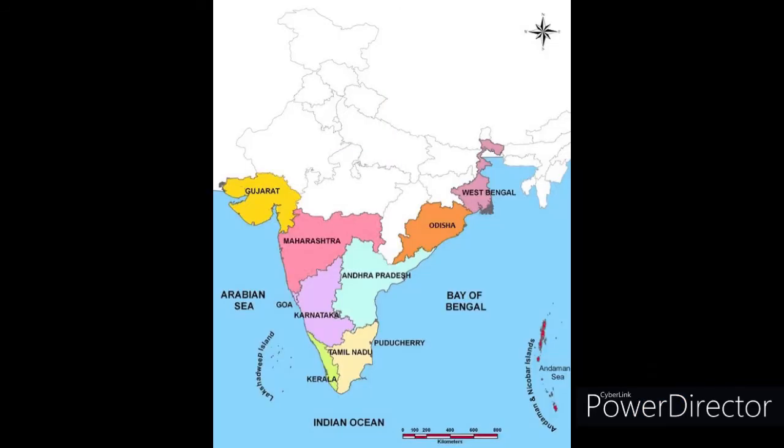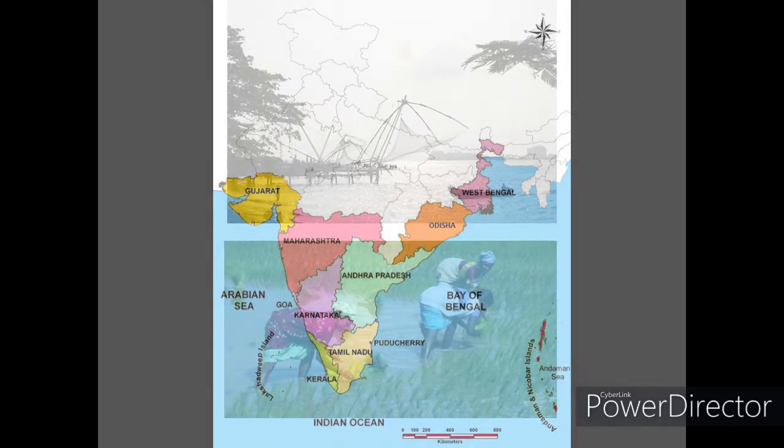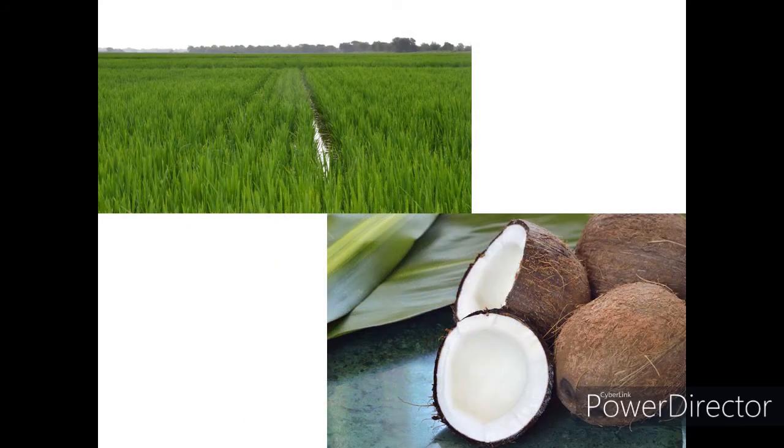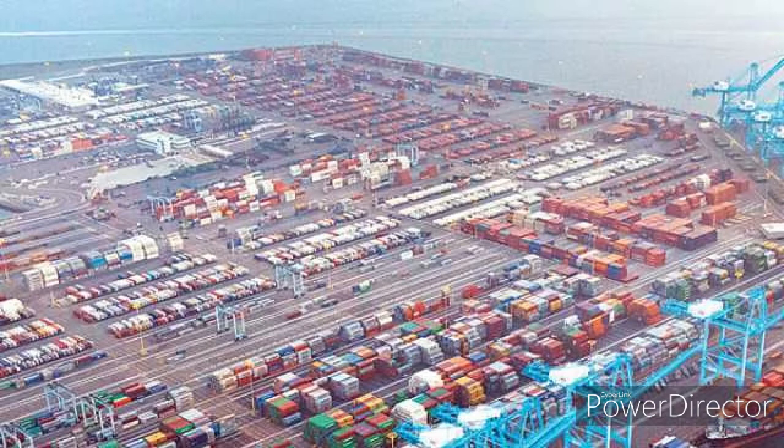Life in the region. The two coastal plains cover some parts of the states of Gujarat, Maharashtra, Goa, Karnataka, Kerala, Tamil Nadu, Andhra Pradesh, Odisha, and West Bengal. Fishing and farming are the main occupations. Rice and coconut are the main crops grown here. There are a number of ports that are used to export and import goods.